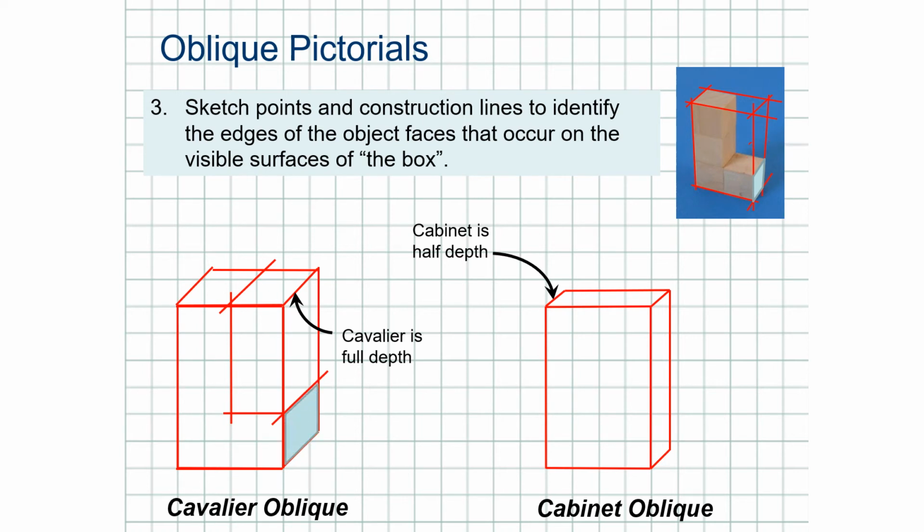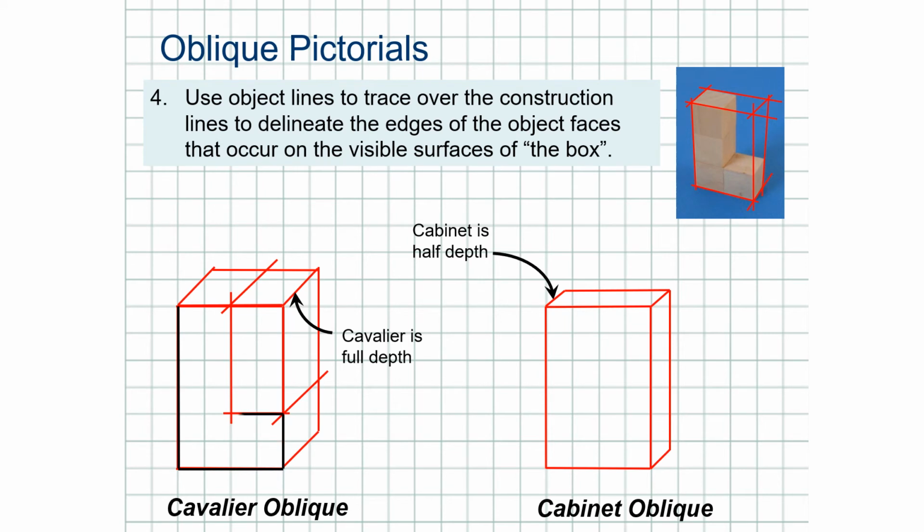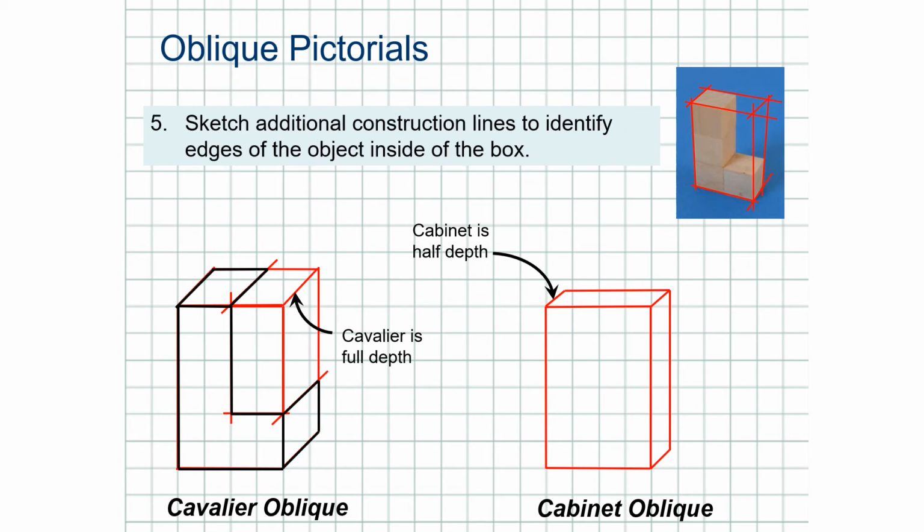Okay. And now it says use object lines to trace over the construction lines to delineate the edges of the box faces that occur on the visible surfaces of the box. So once you have it all set up with your construction lines, it's like you're building the sketch with the construction lines. And now you know exactly where the object lines are supposed to go, and you don't have to guess and be artistic. It's all kind of mathematical.